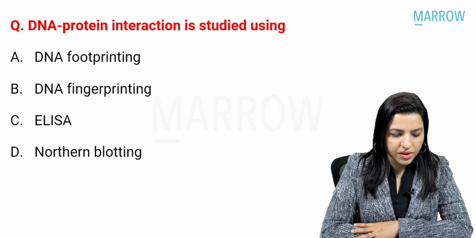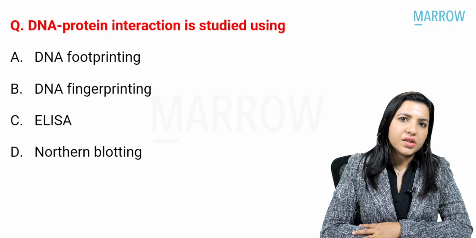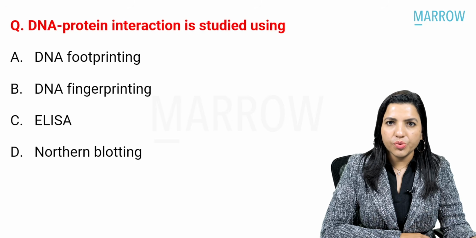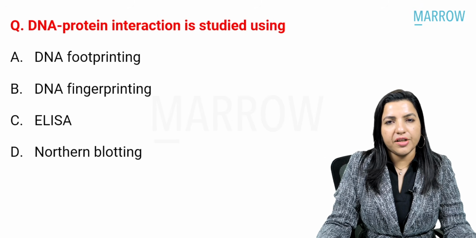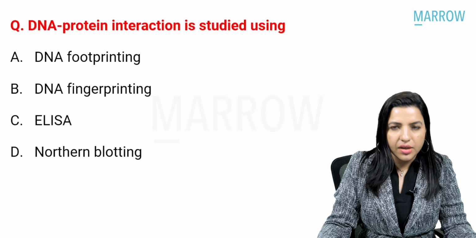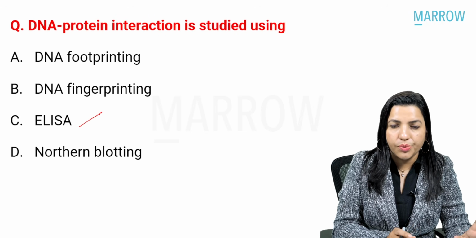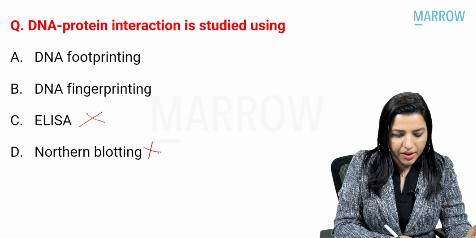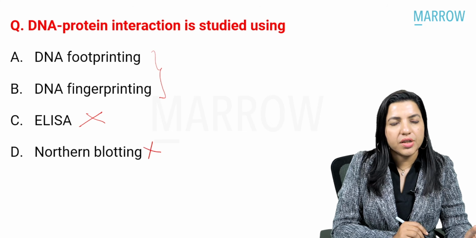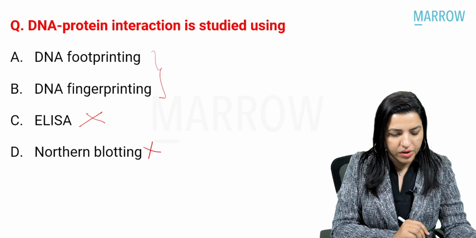The first question is: DNA protein interaction is studied using. So what are the techniques to study DNA protein interaction? The options here are DNA footprinting, DNA fingerprinting, ELISA, Northern blot. ELISA, we know that it is not for DNA protein interaction, so it is out. Northern blotting is for RNA. Then the confusion will come between DNA footprinting and DNA fingerprinting. So we will see what it is.